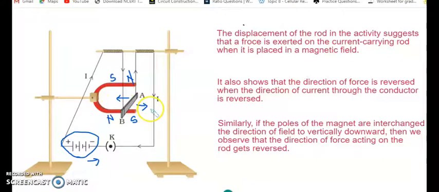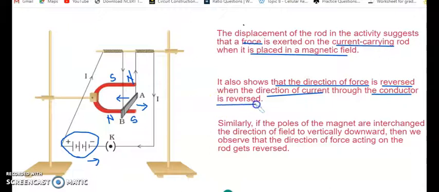So when I change the direction of the current flowing through the conductor, the direction in which the rod is pulled, or the force applied, will be opposite, that is on the right side. Whereas if I'm changing the magnetic poles, then also there will be a change in the direction in which the force is applied. So clearly the displacement of the rod in this activity suggests that a force is applied on the current carrying rod which is placed in the magnetic field. It also shows that the direction of the force is reversed when the direction of the current through the conductor is reversed. So if I reverse the direction of the current, then automatically the rod will be moving towards the right hand side.